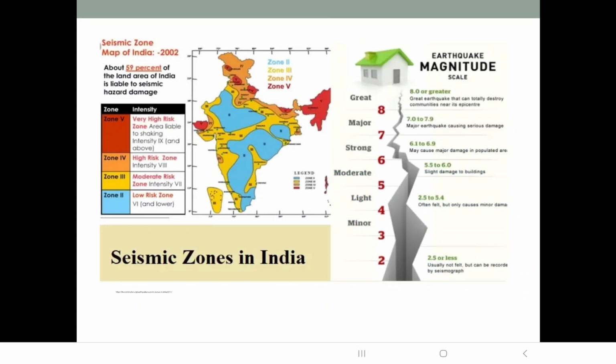On the right you can see how an earthquake is measured. It is measured with the help of the Richter scale. A magnitude 8 or greater can totally destroy communities near its epicenter. So 8 or greater is considered most devastating.